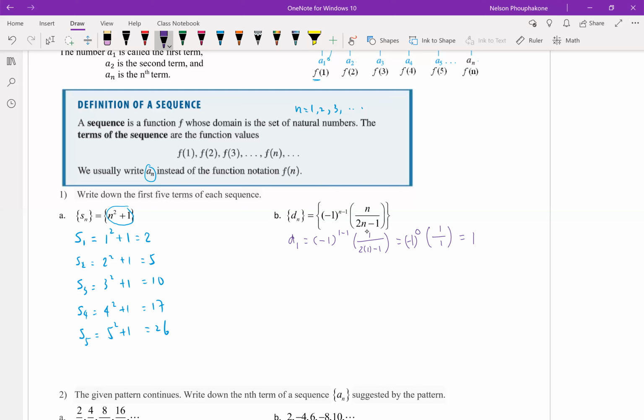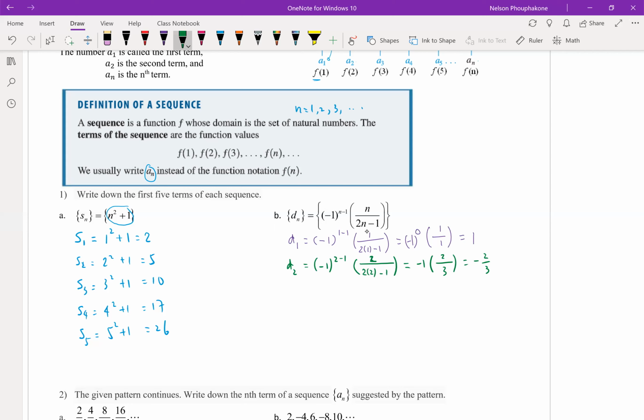Okay, then check out d sub 2. Negative 1 to the power of 2 minus 1, right? Then I have 2 over 2 times 2 minus 1. Oh, I'm sorry, this is 2 minus 1, okay? Then this one is negative 1 to the first power. So I have negative 1 times 2 over 3. So my answer will be negative 2/3.